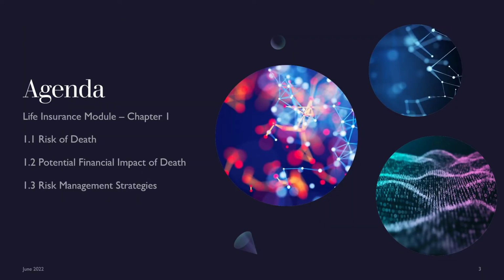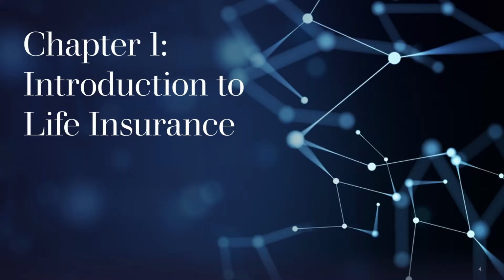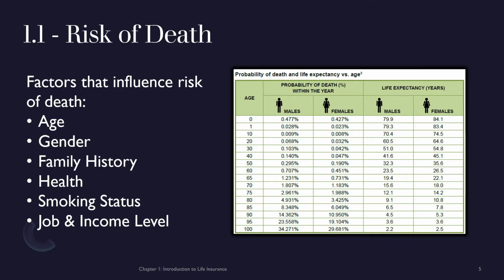So we are going to start today with Chapter 1 of the first module, which is the life insurance module, and there's 3 main topics in today's chapter. 1.1, the risk of death. We're also going to talk about the potential financial impact of death and some risk management strategies. So let's move on to Chapter 1, Introduction to Life Insurance.